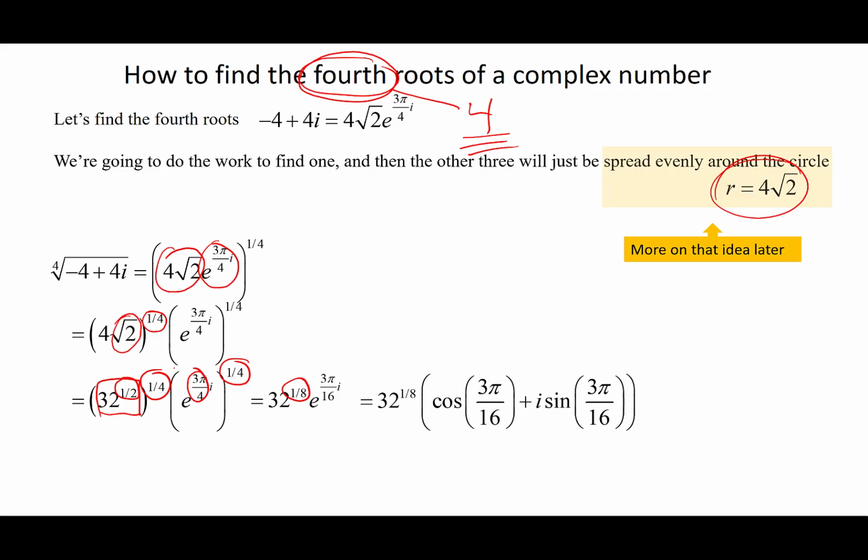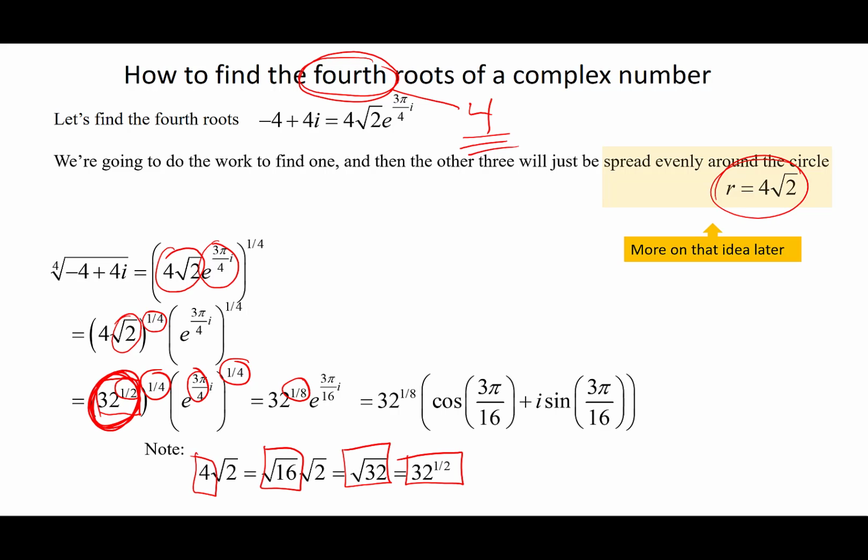And then we can put it back into the a plus bi form. By the way, if you don't remember where that 32 came from, you can always go backwards. You can rewrite 4 as the square root of 16, and then 16 times 2 is the square root of 32, and of course that's 32 to the 1/2. That's just a side note in case you were wondering where this 32 to the 1/2 came from.